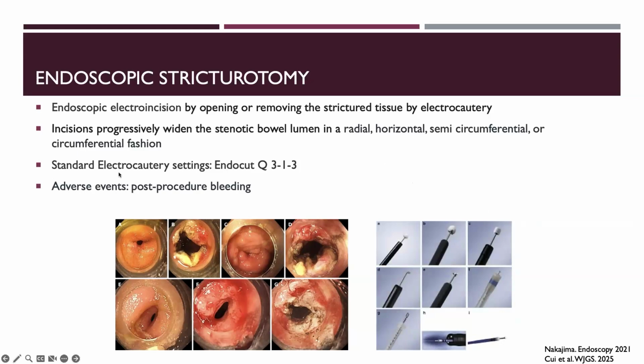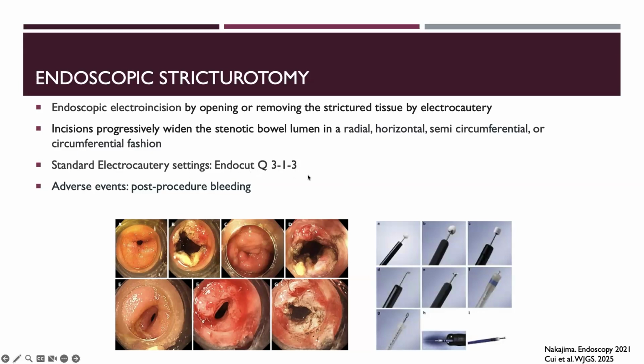So you can see here, I put the electrocautery settings here. It's important to know what type of settings to use, because you want to cut. So you want a pure cut current here. You don't want any coagulation. You don't want to slowly burn anything. You want to cut exactly where your knife is. So you're going to use the Endo Cut Q3 setting here. It's the same setting as if we were to cut in, say, an ERCP.